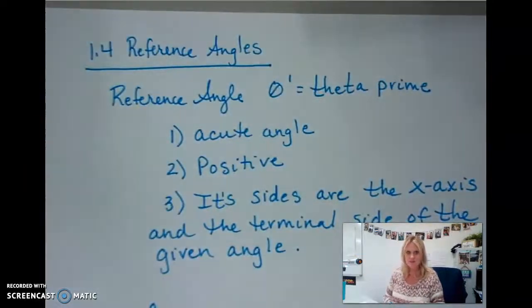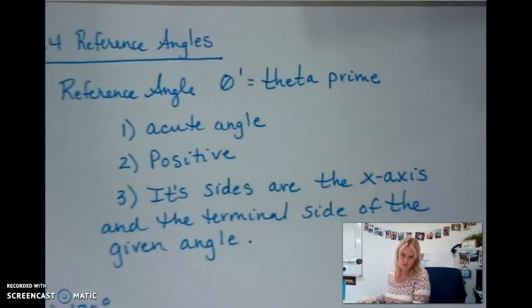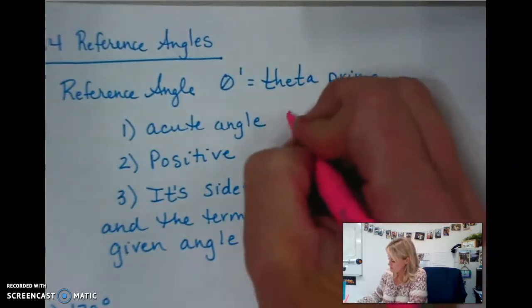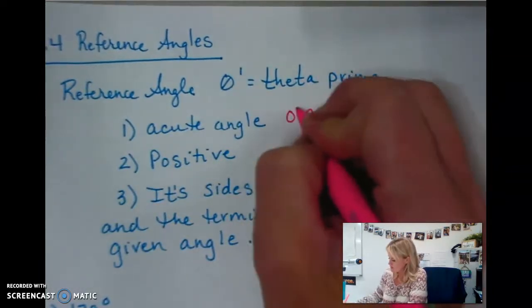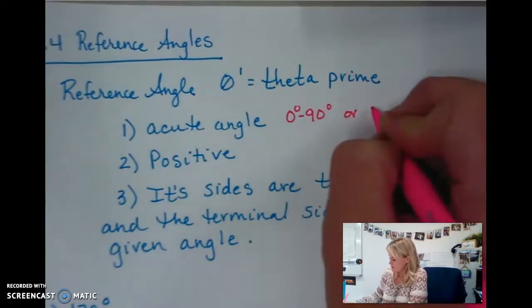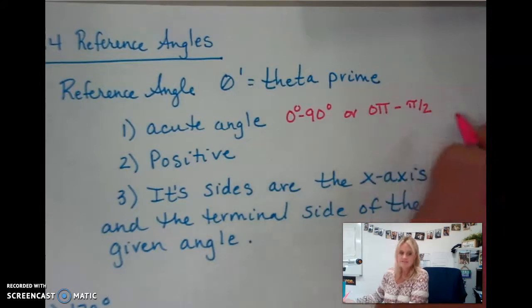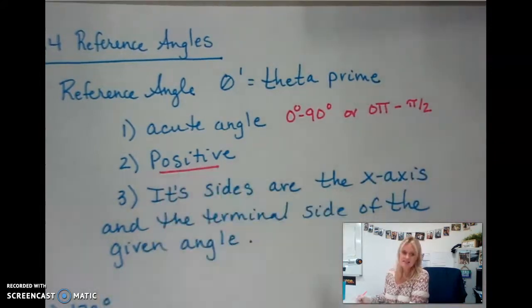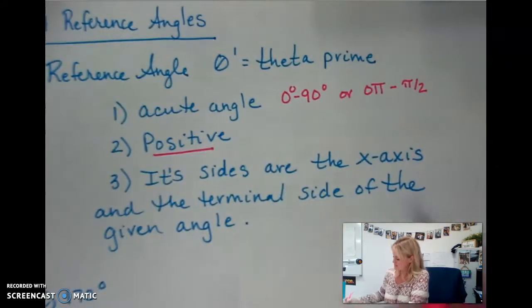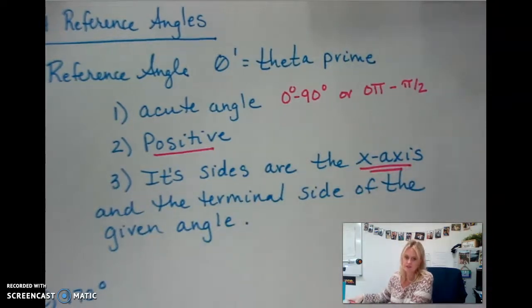Okay, we are going to look at reference angles. Reference angle is also known as theta prime, and it has a couple stipulations. One, it has to be an acute angle. Remember, acute angles are angles between 0 and 90 degrees, or between 0 pi and half a pi. It has to be positive, and its sides are the x-axis and the terminal side of the given angle.